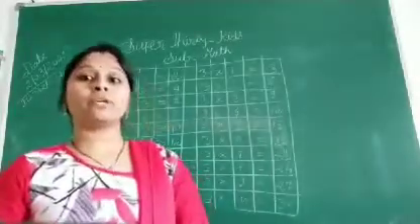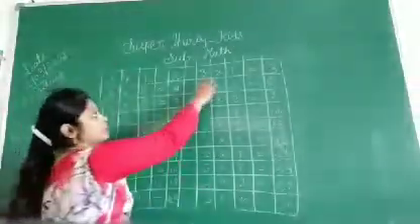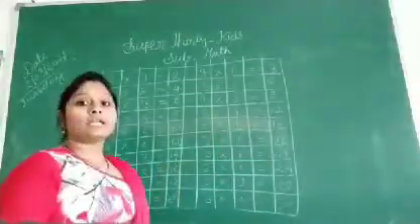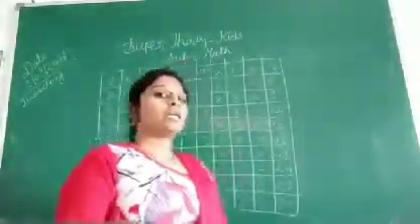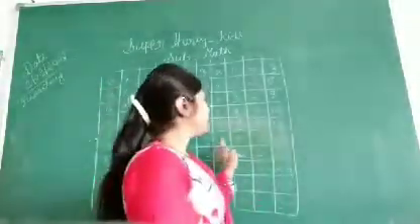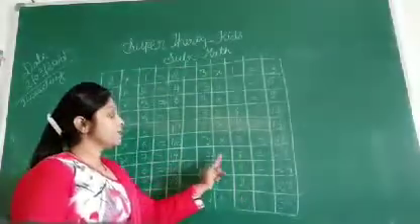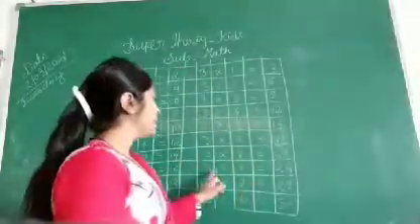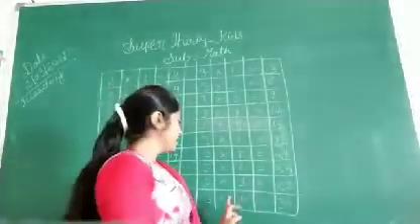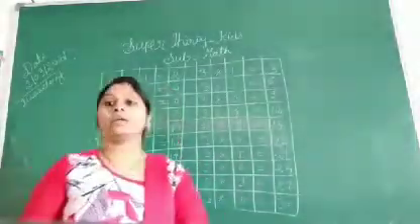Okay, all of you repeat after me. 3 ones are 3, 3 twos are 6, 3 threes are 9, 3 fours are 12, 3 fives are 15, 3 sixes are 18, 3 sevens are 21, 3 eights are 24, 3 nines are 27, 3 tens are 30.